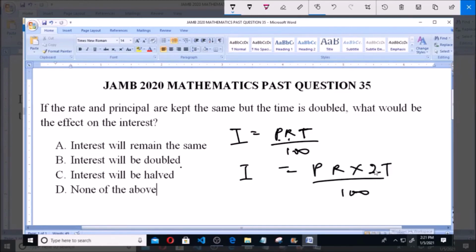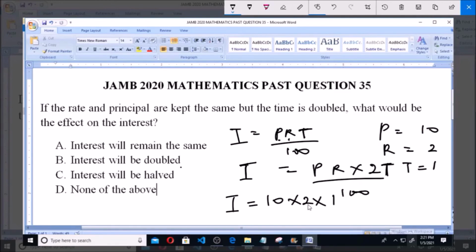Now, the effect of this time doubling will be doubling of the interest, that is, the interest will also double. For instance, let's assume P is equal to 10 and the rate R is equal to 2, and let's assume the time given is 1 year. Now we can say that I is equal to 10, which is the principal amount, multiplied by 2, which is the rate, then multiplied by 1, which is the time. Now 10 times 2 will give us 20, and 20 multiplied by 1 will give us 20 all over 100, that will be equal to 0.2.